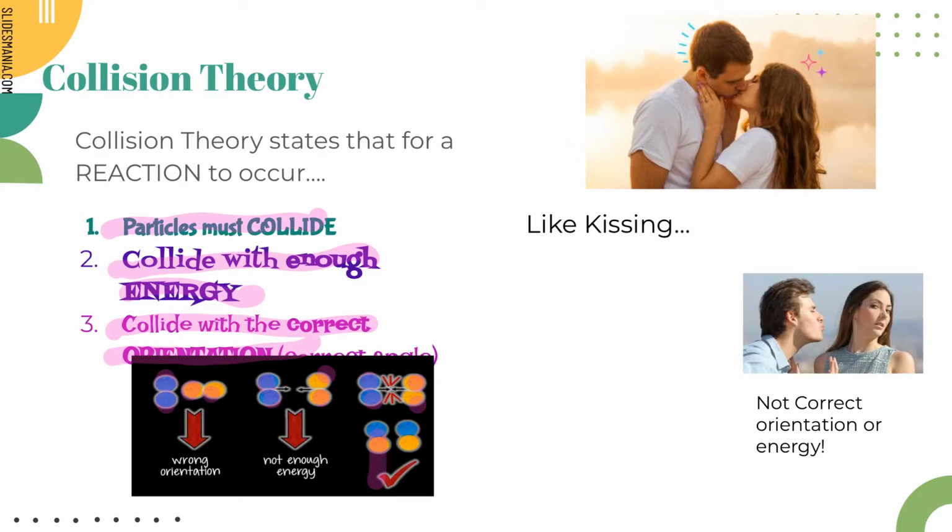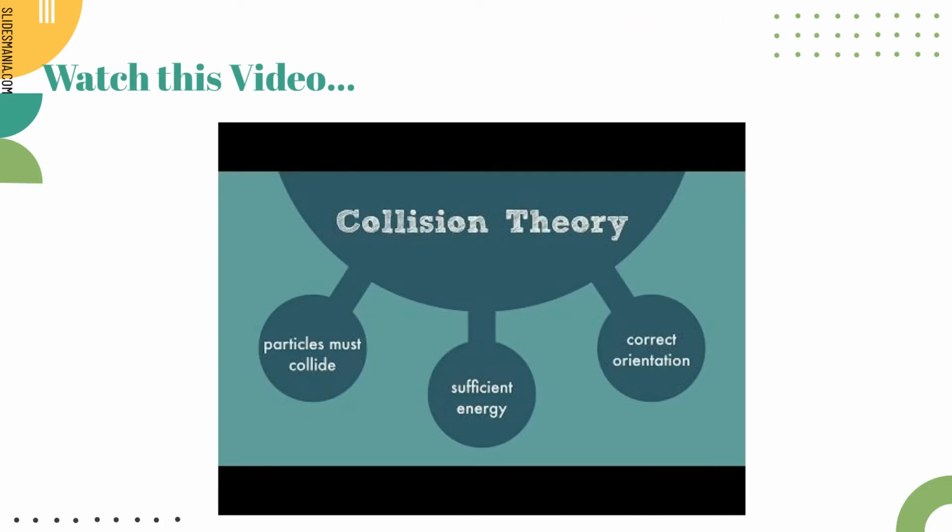So think about kissing. If you kiss somebody, you have to have the right orientation of your faces and enough energy, because otherwise you're going to bump noses if you go in too fast, or if you're like middle school, you're not going to get close enough. So collision theory is just like kissing. So not in this picture, not orientation, and clearly there is not enough energy to make that happen. We will be watching this video live during our class live session on Tuesday afternoon. I will be showing you this video.